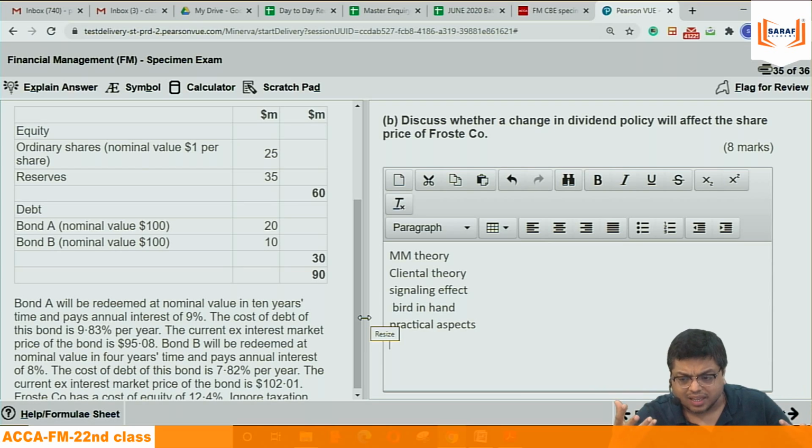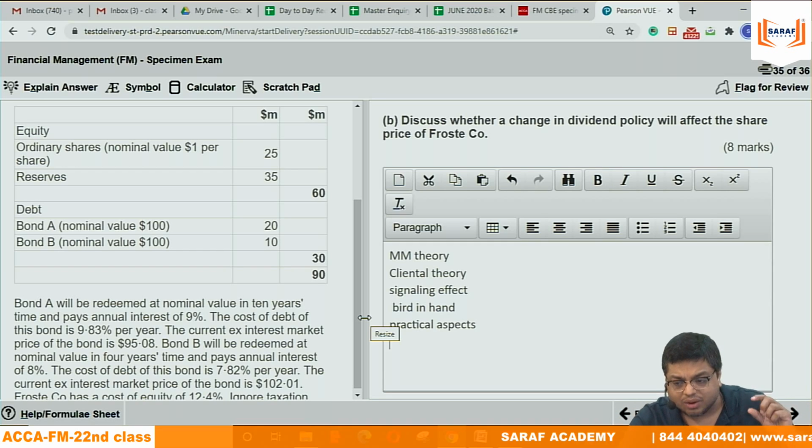But ultimately, what is the dividend chapter? A theoretical chapter. Different theories are there, and a basic understanding is required. When the question is of 8 marks, it's a big question. 8 into 1.5 is around 12 to 13 minutes, so you can write for about 12 to 15 minutes.